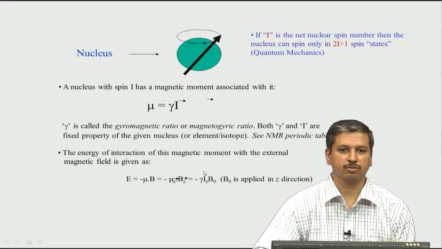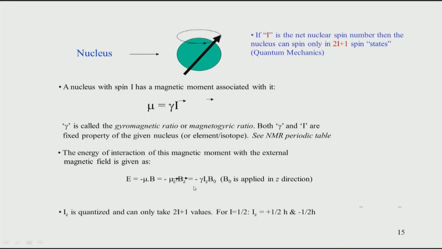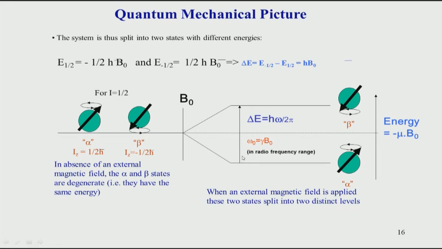Now, if you look at this formula again, if I put the value I z equal to plus half, it becomes minus gamma half h cross into B 0, where h cross is what is shown here. And if it is minus half, it becomes minus gamma into minus half into B 0 h cross, which becomes plus. So, in other words, this energy of interaction has 2 values depending on whether the spin I z is plus half or minus half. For minus half it becomes positive, and for plus half it becomes a minus value.